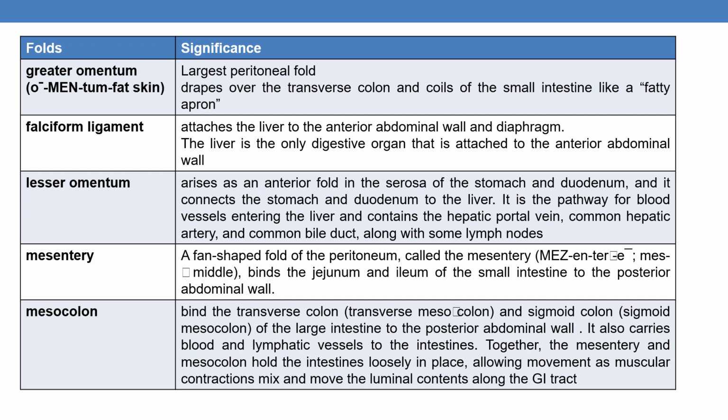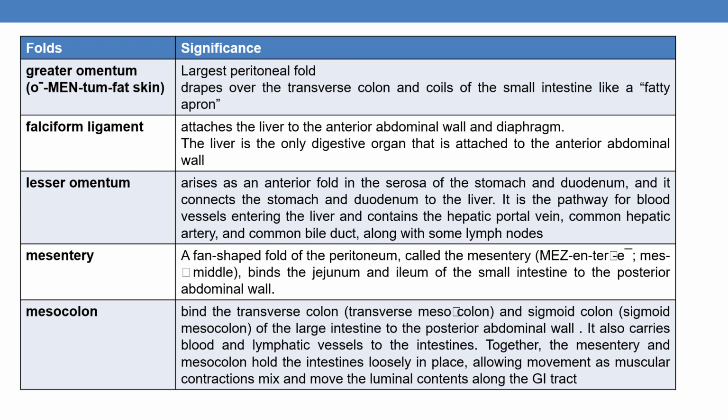The next is falciform ligament. The falciform ligament attaches the liver to the anterior abdominal wall and diaphragm. And the liver is the only digestive organ that is attached to the anterior abdominal wall. This is also important.